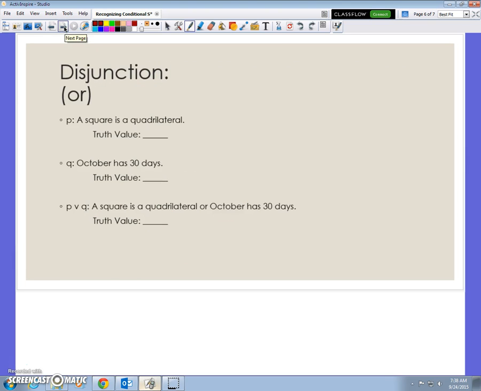Okay, a disjunction, or statement. Once again, we have these two statements here, P and Q. And let's decide, is a square a quadrilateral? Yes, it is. I would say that is true. All squares are quadrilaterals. October has 30 days. Does October have 30 days? Let's just check.